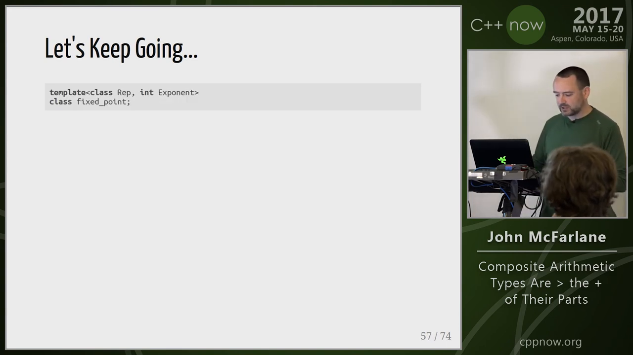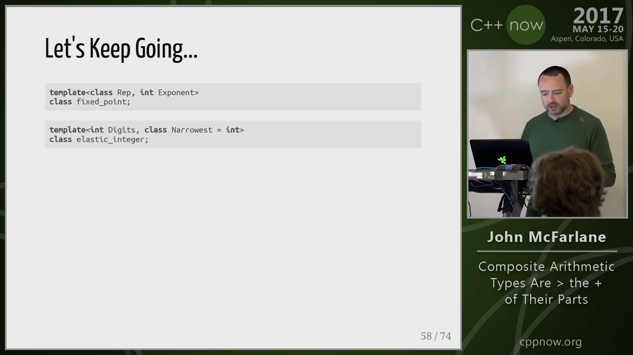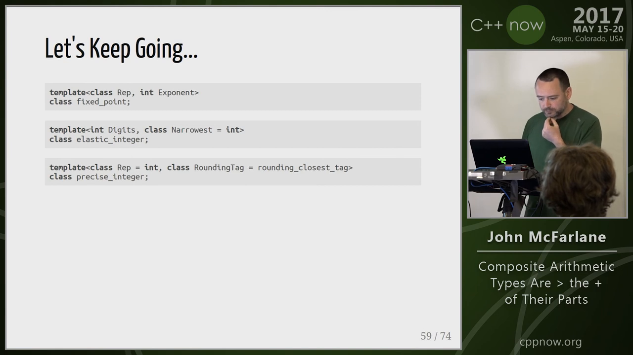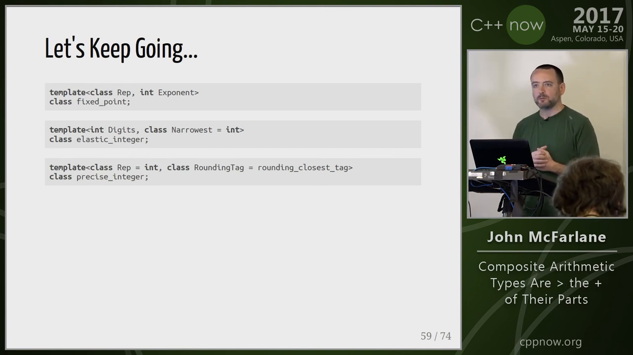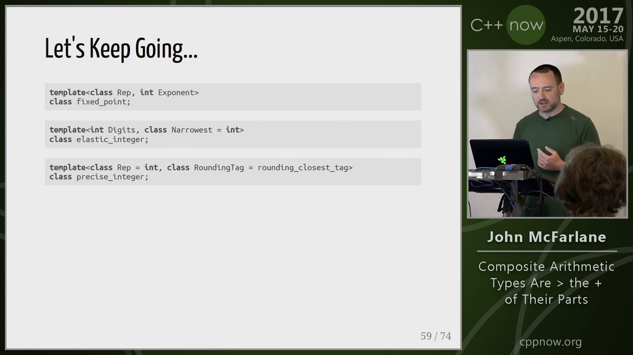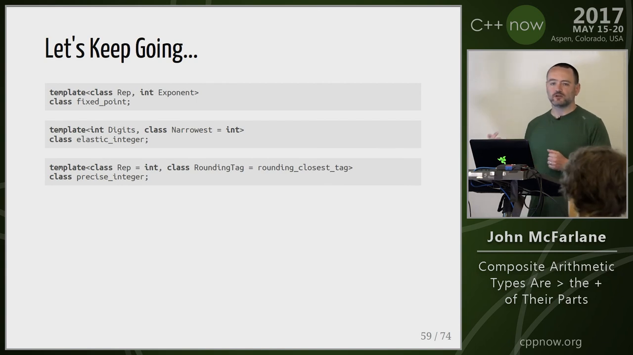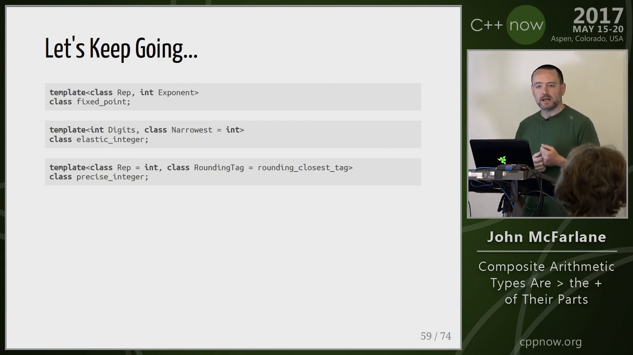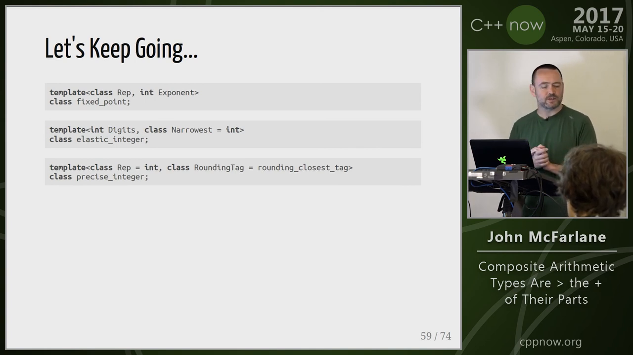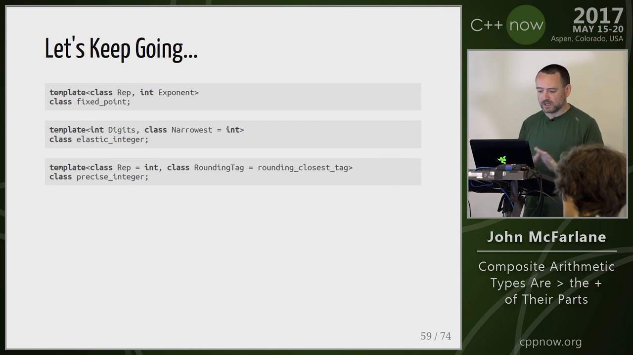So fixed point is the thing I've worked on the most. Here again, we have elastic integer for completeness. Precise integer is a type which does nice rounding. So if you assign 0.7 to a precise integer, with the default rounding type of round to closest, instead of being truncated to zero like an integer would, it will be rounded up to one, which for certain applications, that's a really big deal.